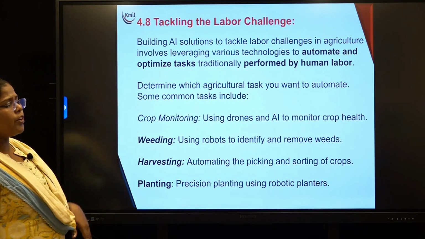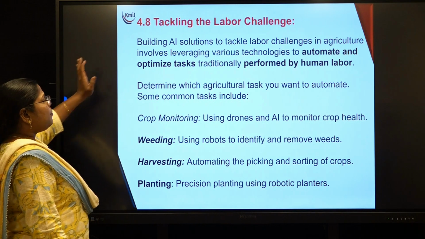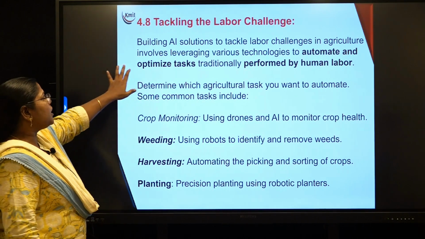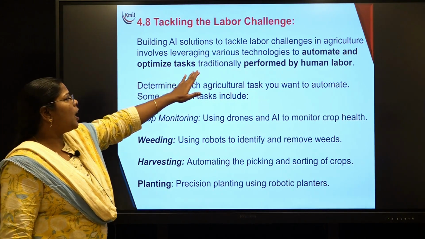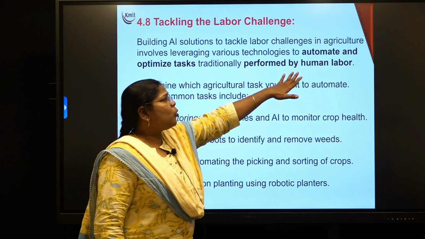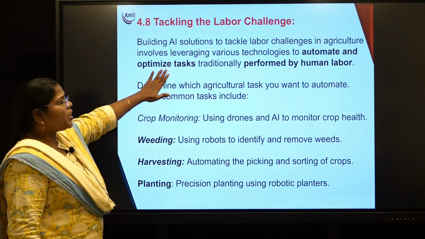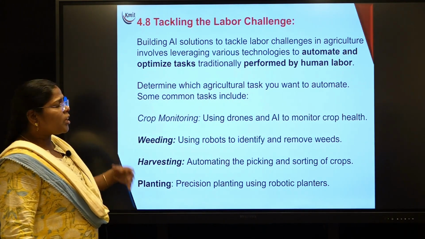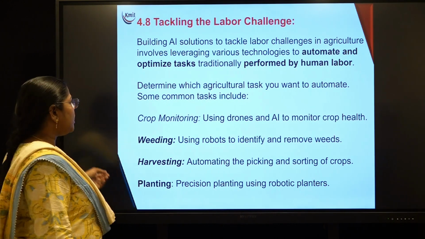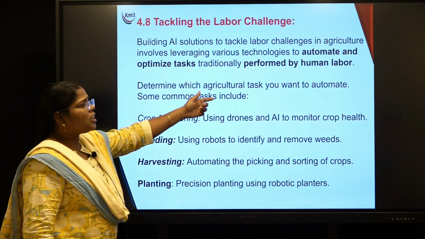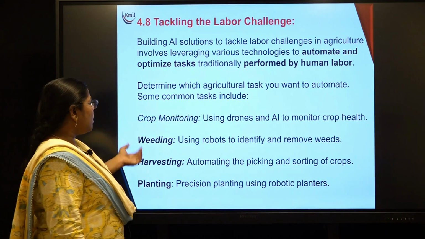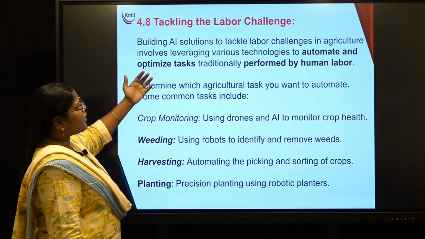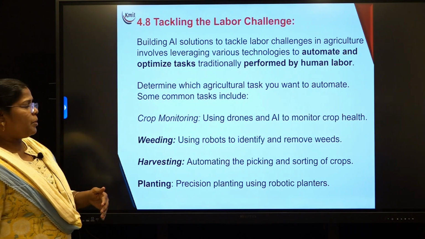So for tackling the labor challenges, building an AI solution to tackle the labor challenges in agriculture involves leveraging various technologies to automate and optimize the tasks traditionally performed by human labor. So the first step is to determine which agriculture tasks you need to automate and what are the tasks that can reduce the labor challenges.